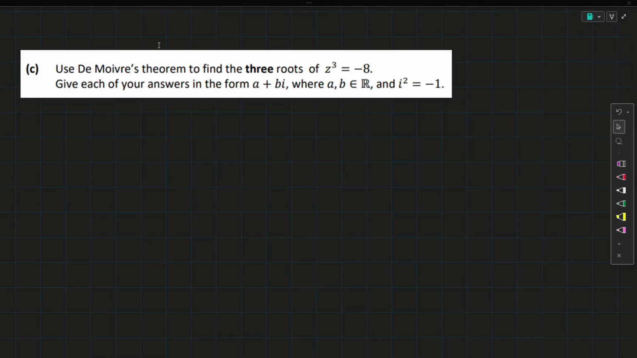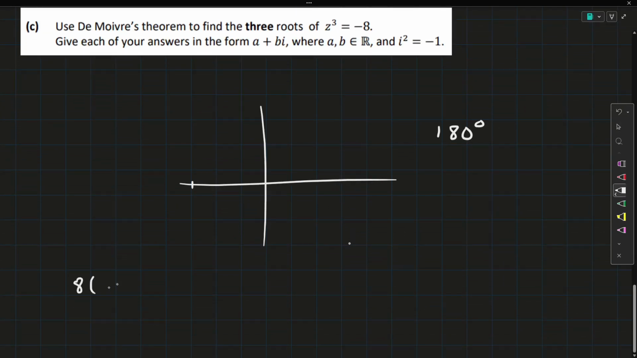Then we have to use de Moivre's theorem to find the 3 roots of this. So the way that we can do that is, first of all, to use de Moivre's theorem, we have to use polar form. So minus 8, that's just over here. So the angle is clearly pi, or I think I'll use degrees just because people tend to prefer degrees. So the angle is 180 degrees, and what's the distance from the origin? Well, it's just 8. So what we end up getting is 8 times cos 180 plus i sine 180. And you can verify that's true. Cos 180 will be -1, sine 180 will be 0, and then we're multiplying that by 8. So this works.